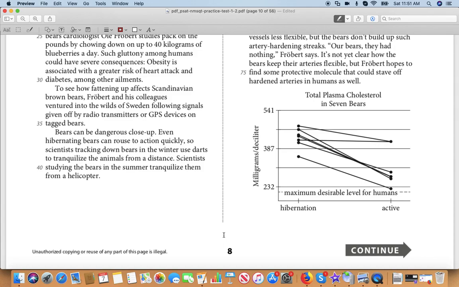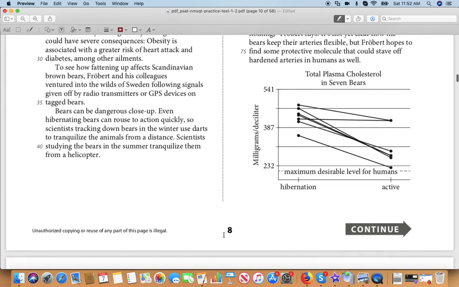But now let's look at the data. What trends do we see, or what conclusions can we draw? That the hibernation has a lot more plasma cholesterol than the active. Than the active state. Yeah, every time. That's it. So when they're hibernating, they've got a very, very high plasma cholesterol level. When they're active, a lower plasma cholesterol level.